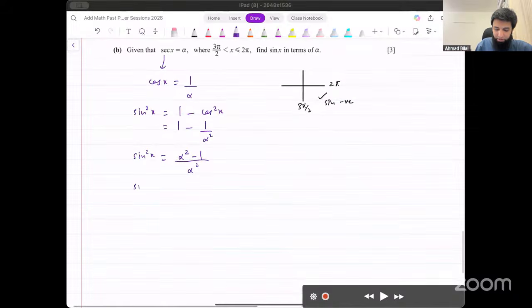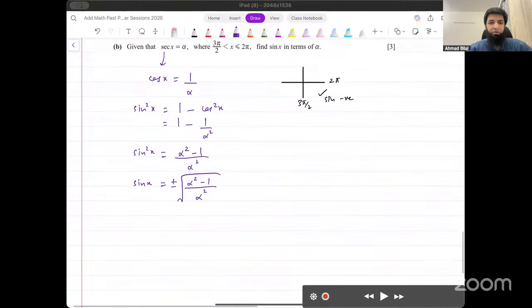Take square root on both sides. When you take square root, you get on the right side square root of alpha square minus 1 divided by alpha squared. But remember, whenever we take square root of something, we always put plus minus. But since we are supposed to be in the fourth quadrant, and in the fourth quadrant sine is negative, we only select the negative sign from here. And we say sine x is therefore negative square root of alpha square minus 1 divided by alpha.